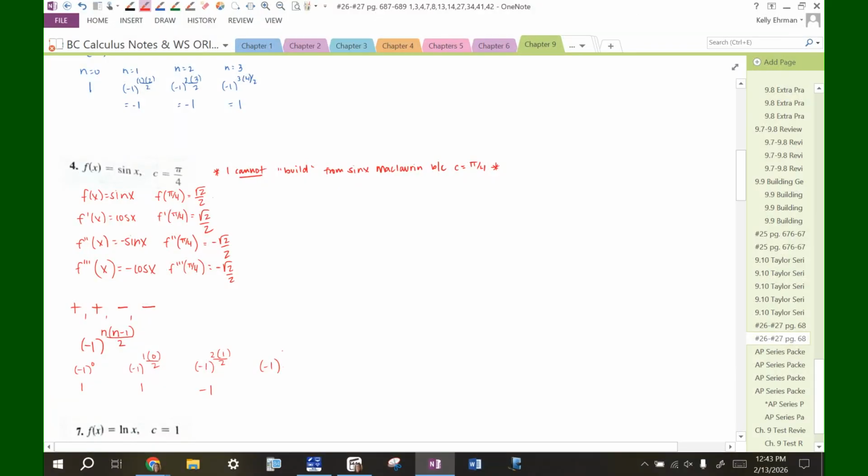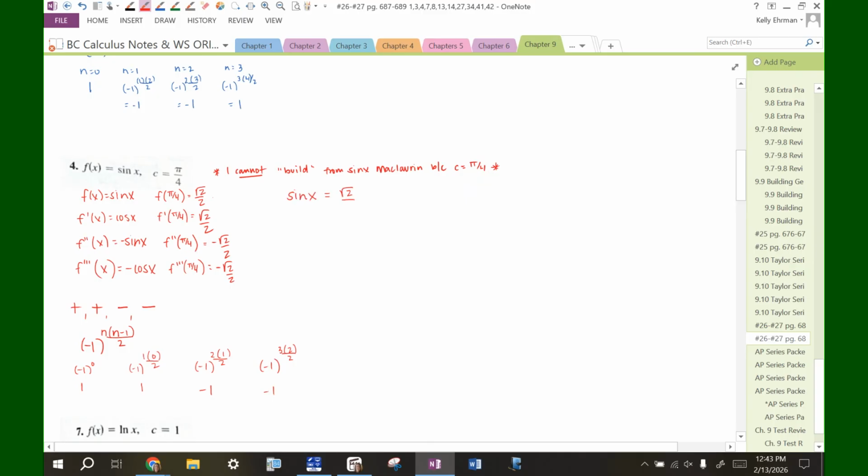Put in 3. Is that where I am? Yeah. 3 times 2 over 2. Yep. Negative 1 to the third is negative 1. So I think this is the correct expression. And it still helps if you want to generate out some of these terms.